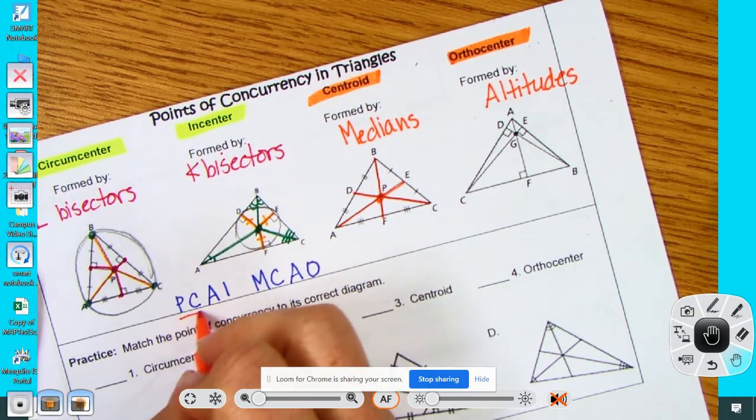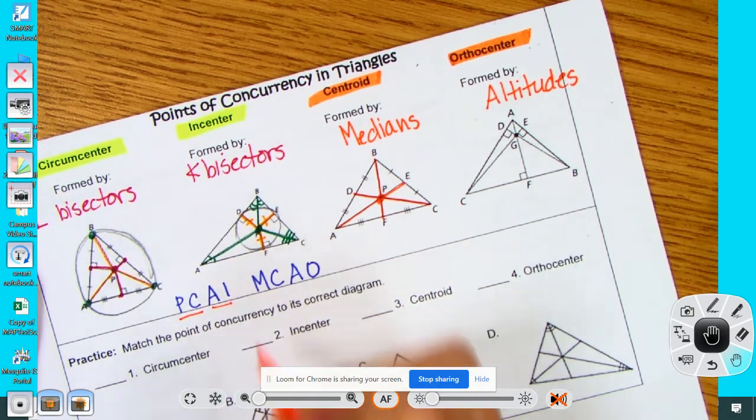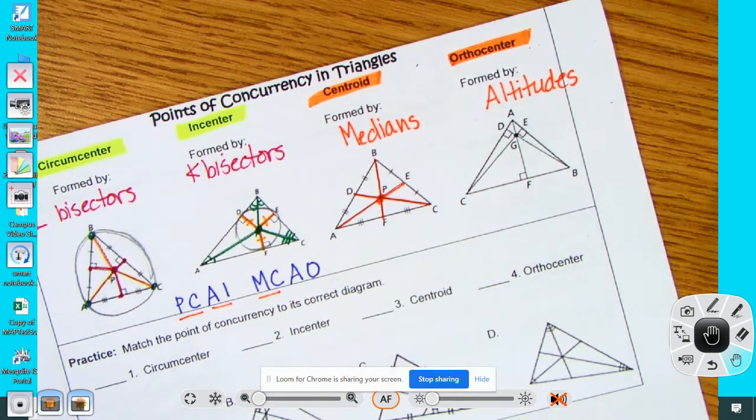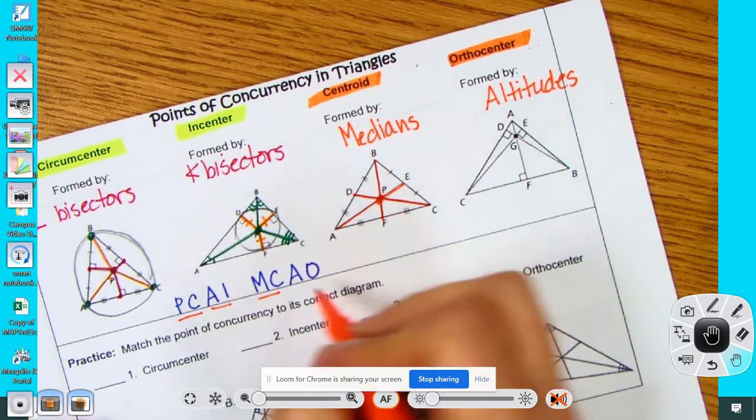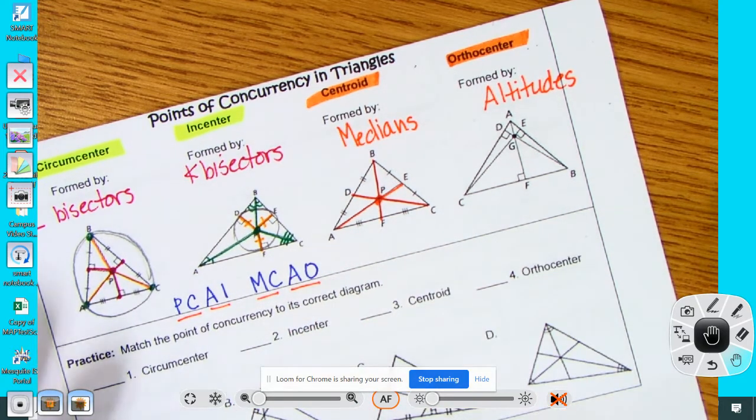So you got your perpendicular circumcenters, your angle incenter, your median centroid, which those two kind of sound the same because you think median, middle, center, centroid. So those two kind of go together. And then altitude and orthocenter. I associate the altitude, and this is really cheesy also, when I go to the orthodontist and they give you gas and you get kind of high. Altitude, height, ortho. So I kind of use those to pair together.